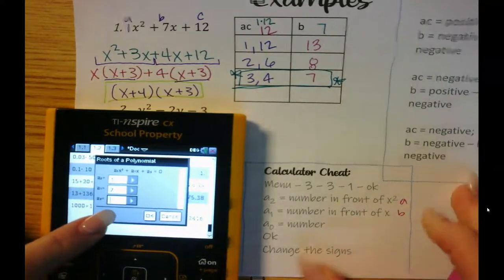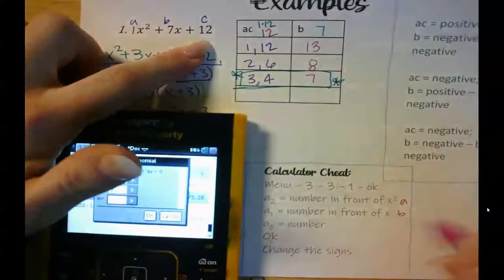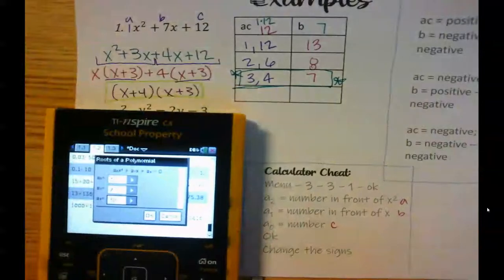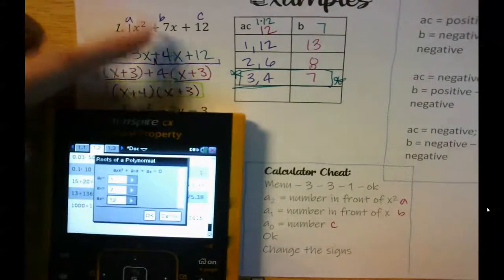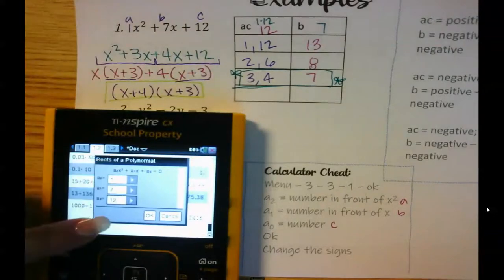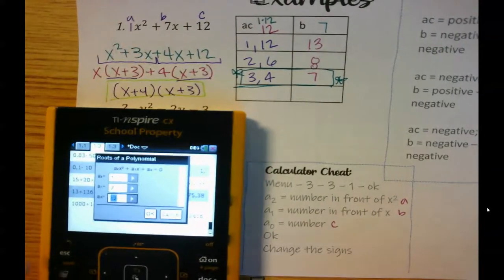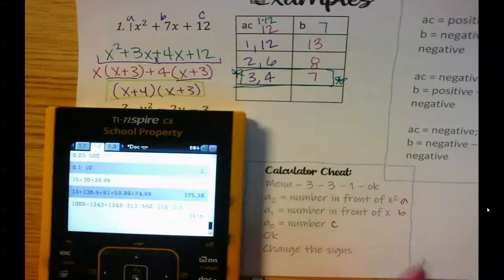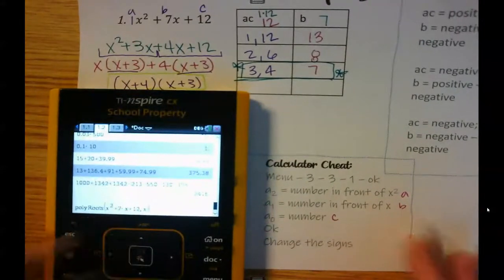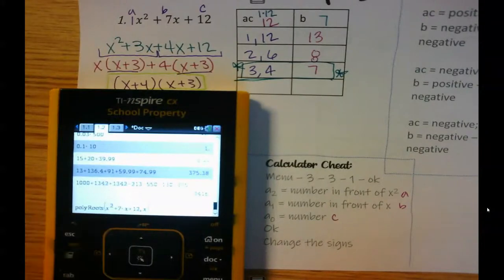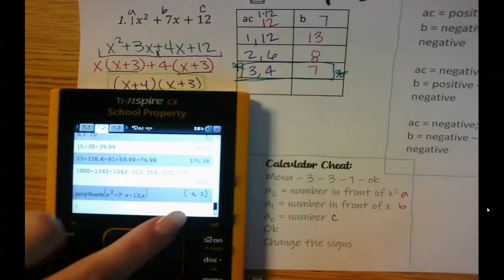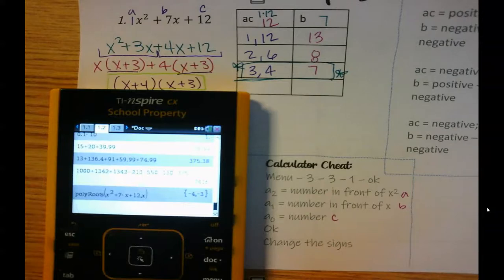And then that last one, A0, is always going to be our number. So 12. So here, all of our numbers were positive, so I put them in positive. If we had minus signs here, we would need to put in those minus signs. Otherwise, we're going to get the wrong answer. So now I press OK. And you can see my example right here on my calculator. And I press Enter. And it gives me -4 and -3.